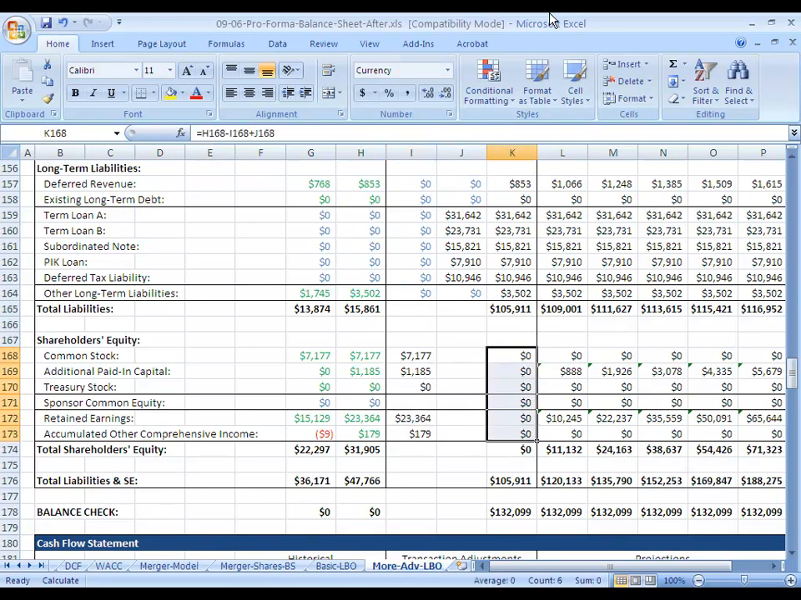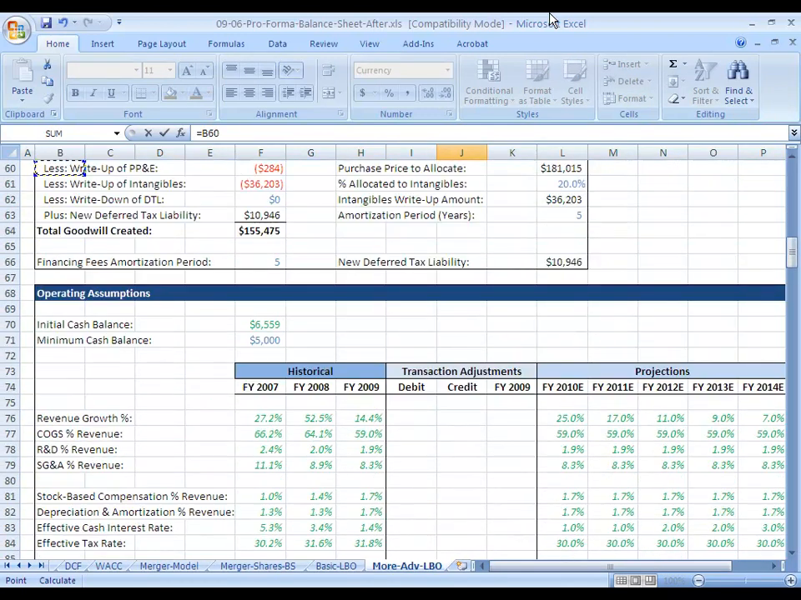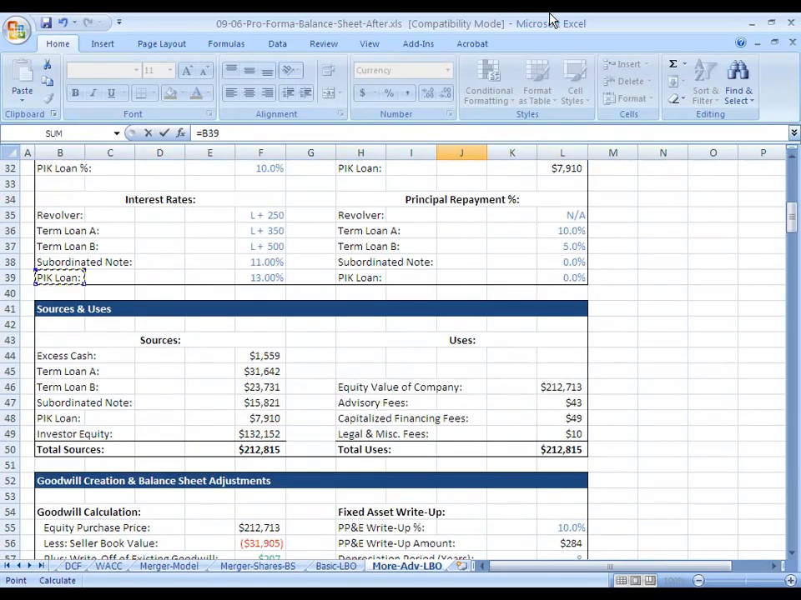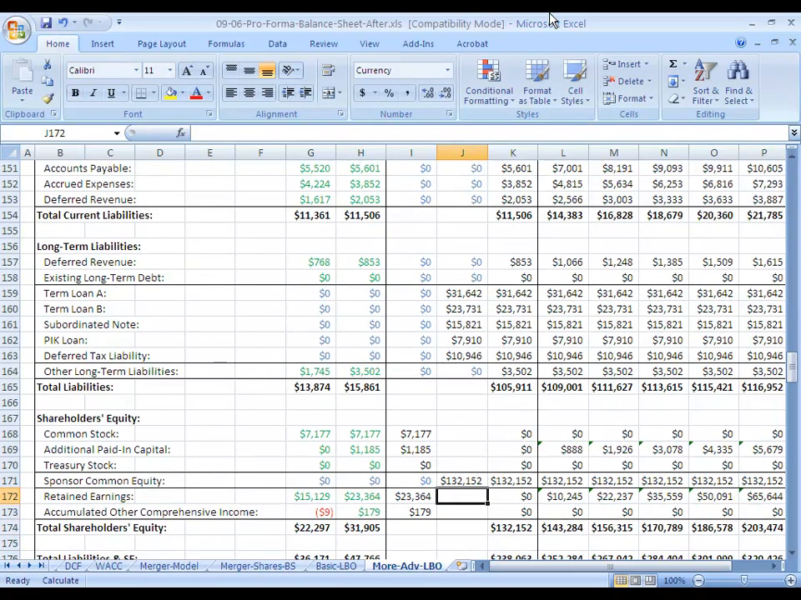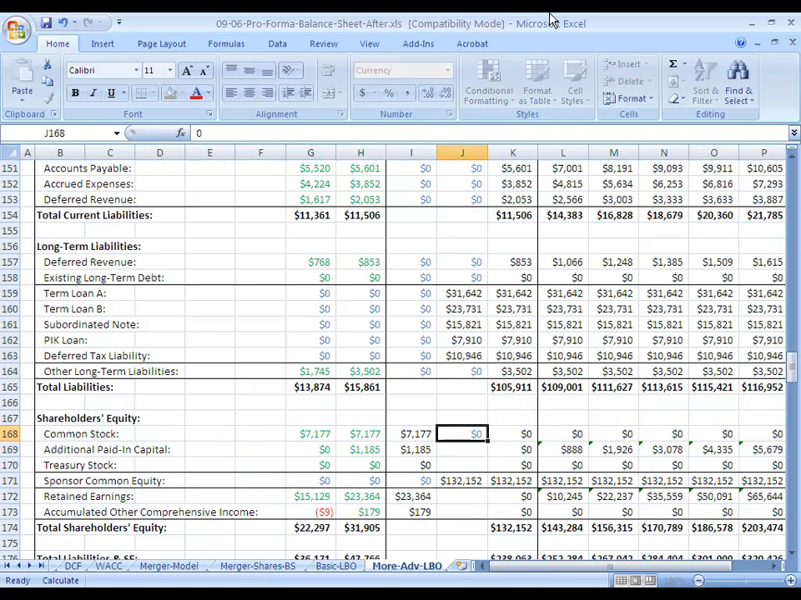And instead what we're going to do is we're going to replace each of these items with sponsor common equity. So I'm going to say 0 on the debit side for that one, and then on the credit side, I'm going to go up to our sources and uses schedule, and I'm going to pull in the number that we're using for investor equity here, so the 132 billion. And so now essentially the sponsor common equity number is taking the place of all these previous items on our balance sheet. I'm going to say 0 for the credit column for all these.